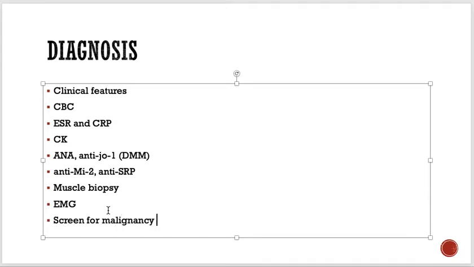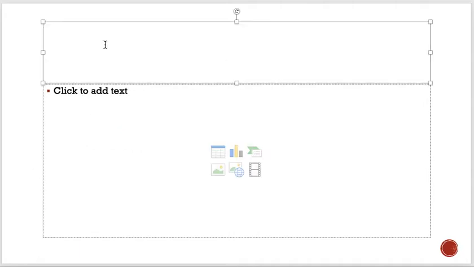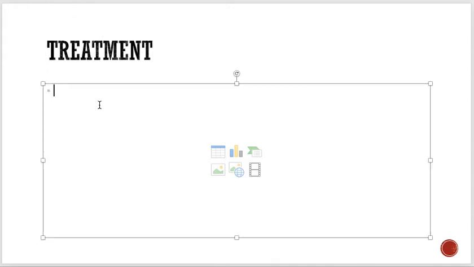So for example, chest X-ray, CT scan, things like this. These kinds of options, or PET scanning, whatever you are suspecting or the patient is showing. And what is the treatment of these cases? Myositis, polymyositis and dermatomyositis.